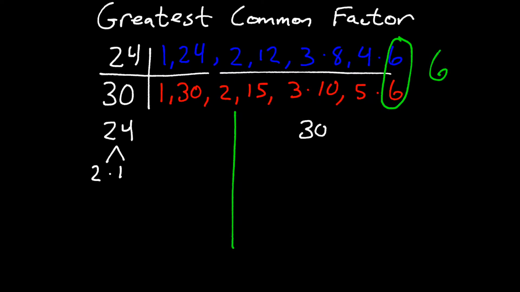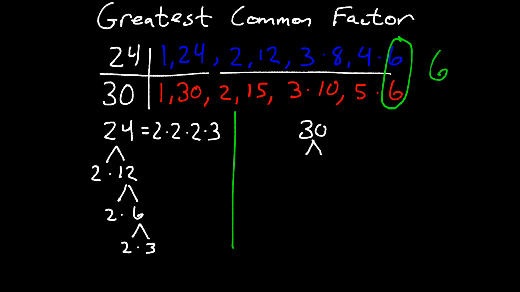24 is 2 times 12, 12 is 2 times 6, and 6 is 2 times 3. So 24 is 2 times 2 times 2 times 3. And we could condense this down, but I'm going to leave it like this for the time being, and you'll see why in a moment. Alright, for 30, I've got 3 times 10. I've got 2 times 5. So my prime factors of 30 is 2 times 3 times 5.